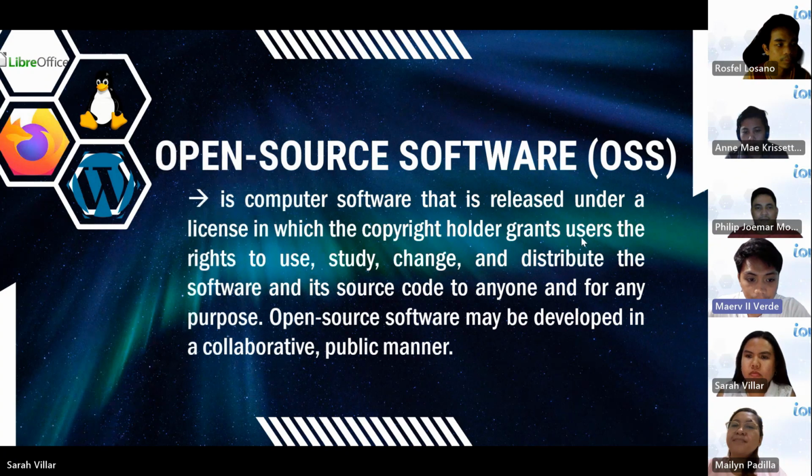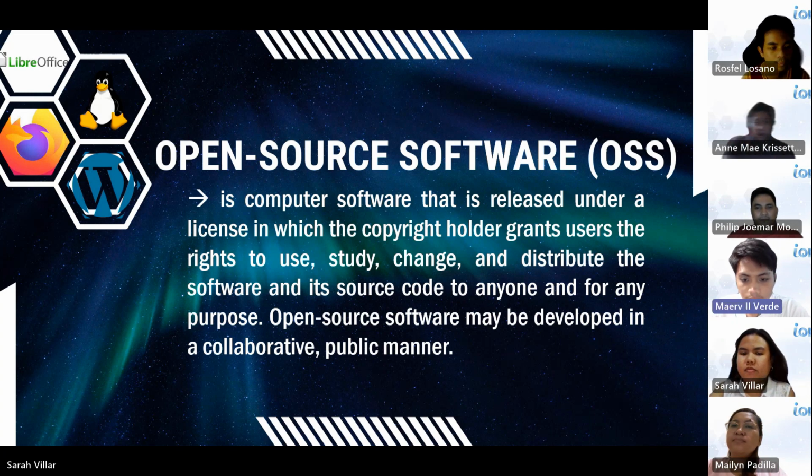Before we proceed, we must first know what open source software is. It is computer software that is released under a license in which the copyright holder grants users the rights to use, study, change, and distribute the software and its source code to anyone and for any purpose. Open source software may be developed in a collaborative public manner. In simple terms, open source software is software that anyone can inspect, modify, enhance, and do whatever they want, given that they have the source code and that they are granted access to do so.